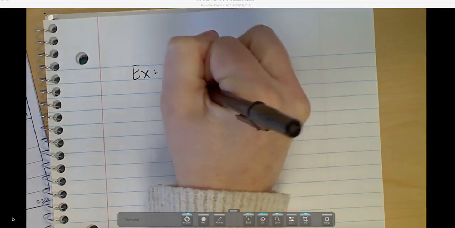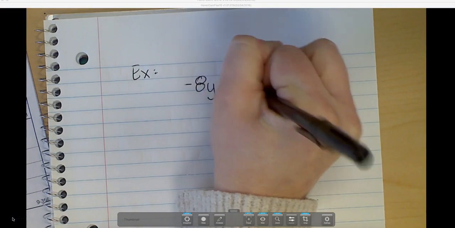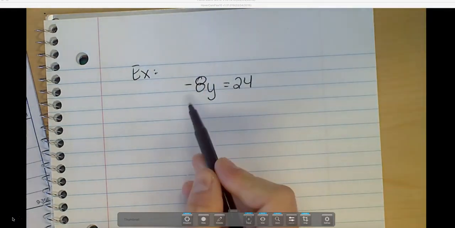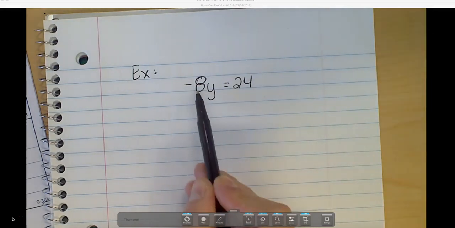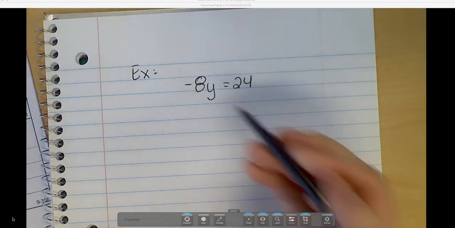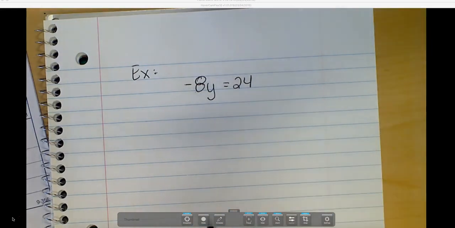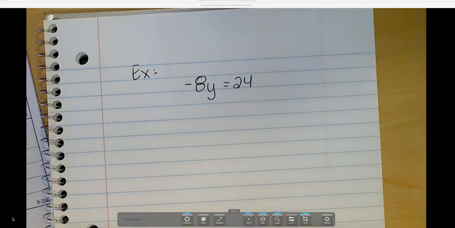I want to be clear that we're doing the opposite operation of multiplication and division. So when I have this example here, negative 8y equals 24, sometimes our mind wants us to add 8 right here because we see this minus sign. But remember, the 8 and the y are not adding or subtracting, so we would not do the adding or subtracting opposite. The 8 and the y are multiplying.